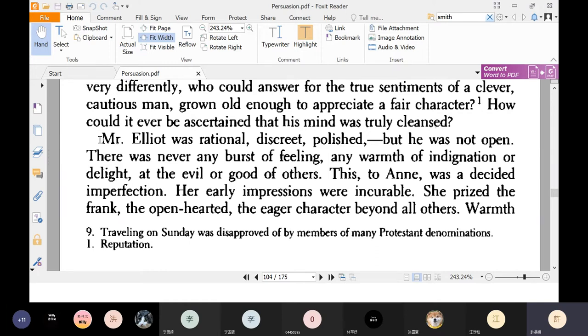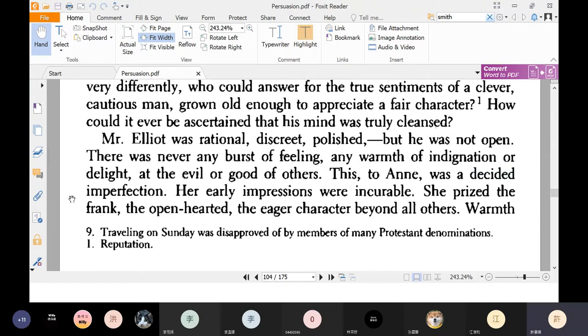"Mr. Elliot was rational, discreet," which means careful, "polished," which means he presents a good image and reputation. "But he was not open. There was never any burst of feeling, any warmth of indignation or delight." Indignation means righteous anger. "At the evil or good of others. This, to Anne, was a decided imperfection." Decided means definite.